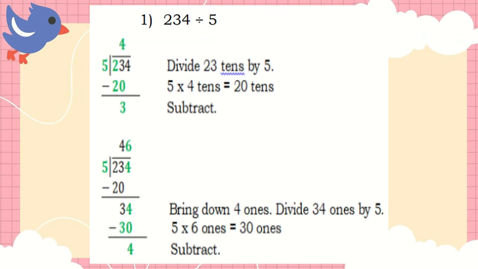235 divided by 5. Divide 23 tens by 5. 5 times 4 tens equals 20 tens. And then subtract. Bring down 5 ones. Divide 35 ones by 5. 5 times 7 ones equals 35 ones. And then subtract.